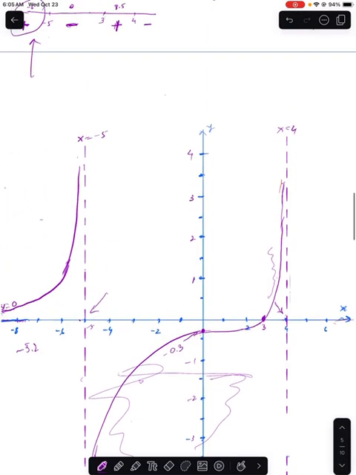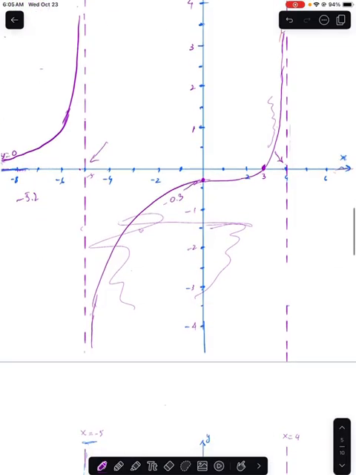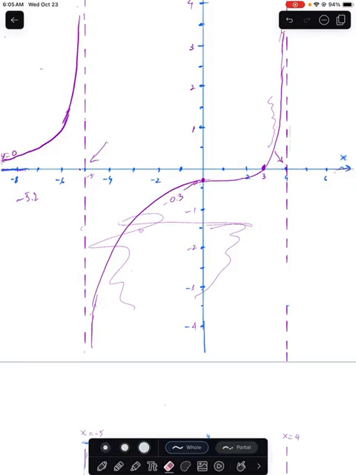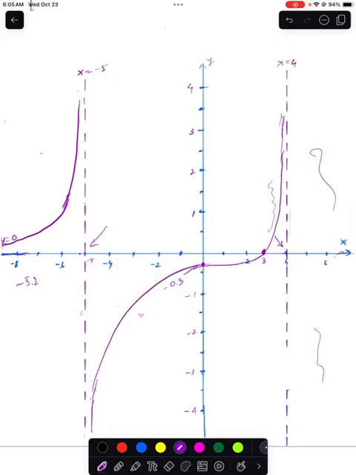Okay. So this is how the graph should look in these regions. So now what about the portion to the right of 4, to the right in this last region? So the graph could be up here or could be down here. So what is it?